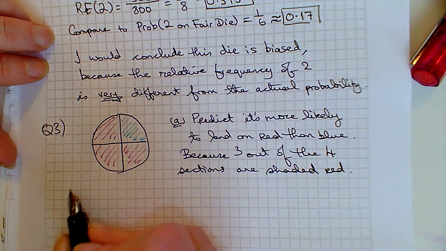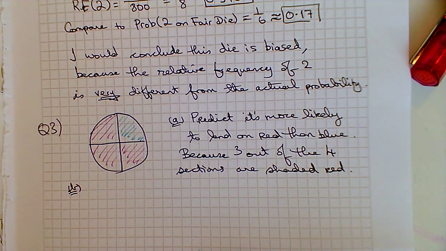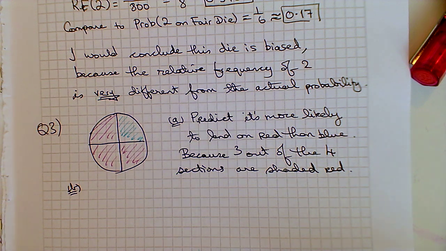If you're not sure if your answer is acceptable, just leave it as a comment in Google Classroom and I'll let you know. But any reasonable answer there to explain that more of it is shaded in red than blue, so it's more likely to land on red than blue.